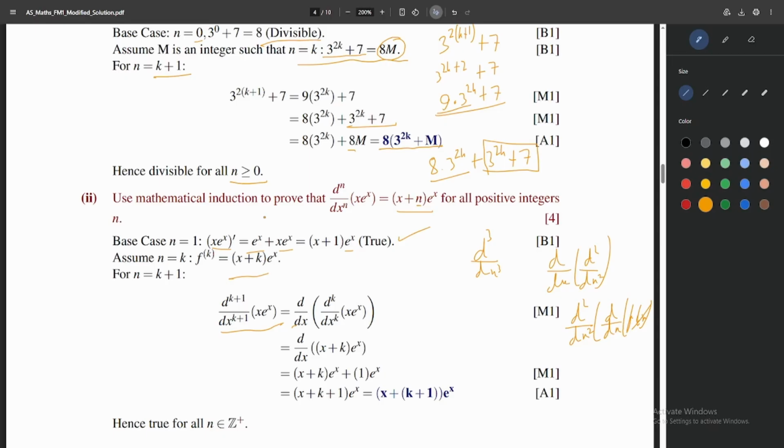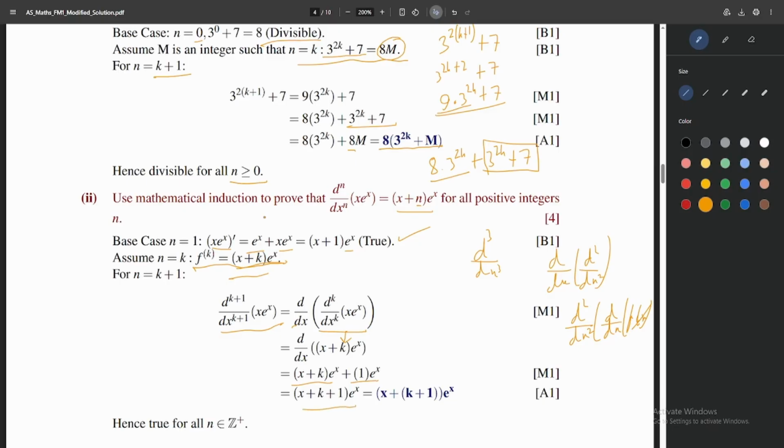Since we're already assuming that it is true for the kth derivative, we have this, and we can use x plus k over here. So it becomes like this, and then we differentiate, simply using the product rule here. In x plus k, we are taking u as e to the power of x, and using the product rule, then we simplify.